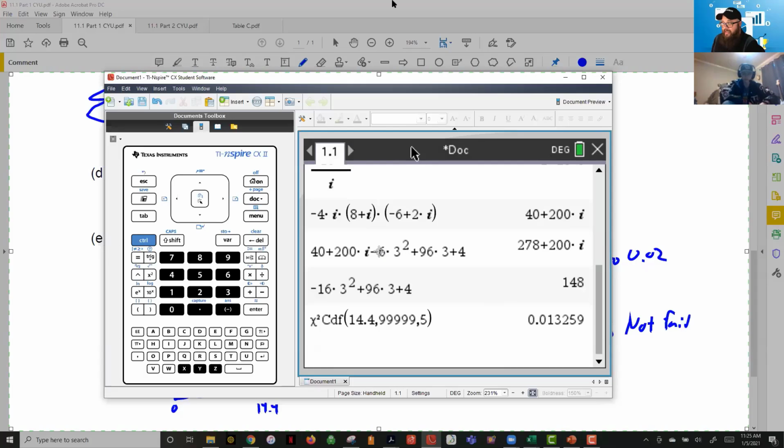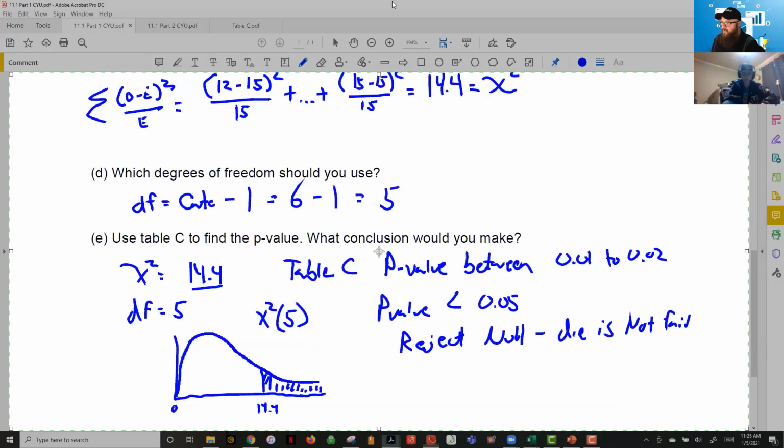Now, if you're going to use this and you have this calculator, write it out exactly how it looks in the calculator and label the numbers. So for this, change colors here so it looks a little different. You can simply say you have chi-squared CDF. Your lower bound was 14.4, label it. Then you can just put positive infinity, it's your upper bound. And degrees of freedom was 5, label that. And then you can simply put 0.013, okay?